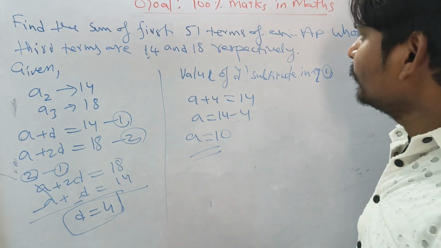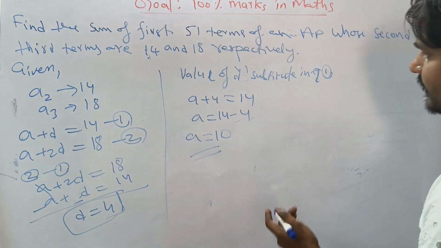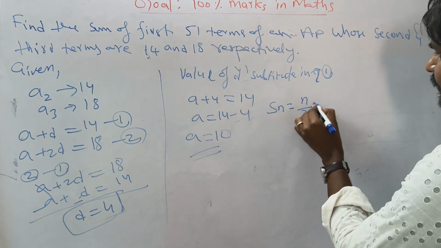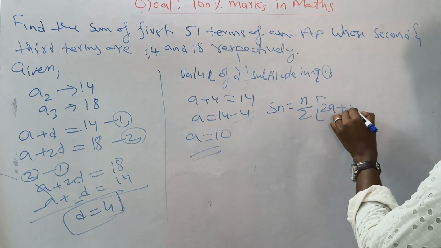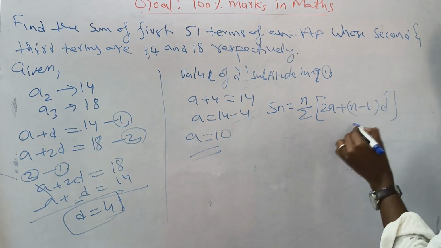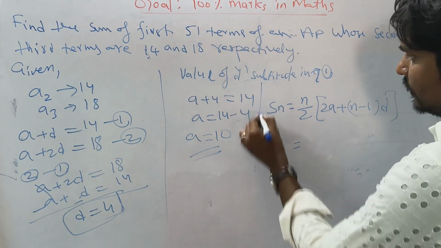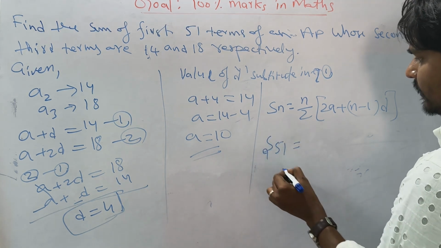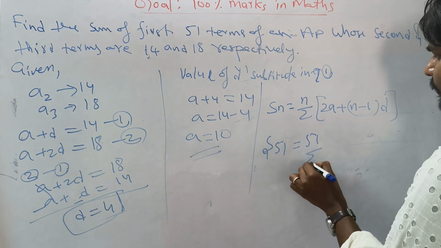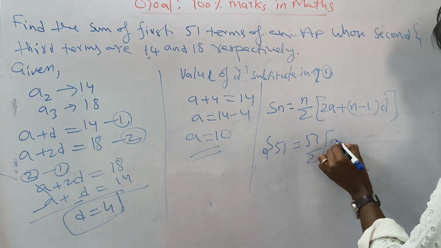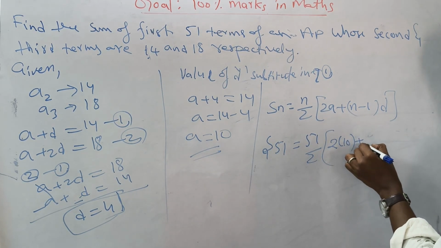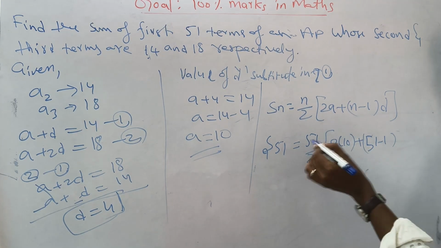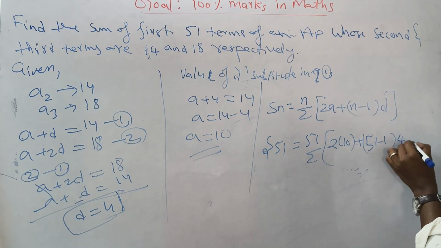Now what do we have to do? The sum of the first terms of this particular AP. Now Sn is equal to what? n by 2 into 2a plus (n minus 1) into d. Now S51, they are asking for 51 terms. S51 is equal to 51 by 2 into 2a, which is 2 into 10, plus (51 minus 1) into d, which is 4.